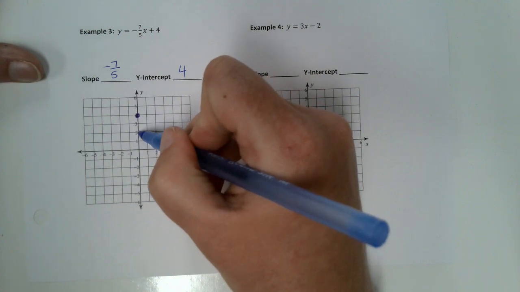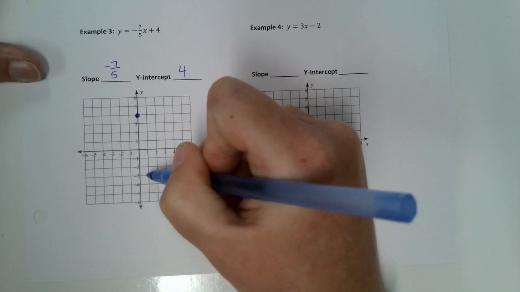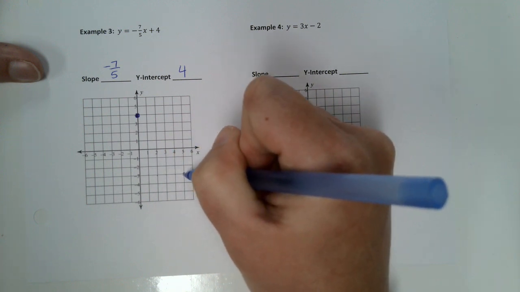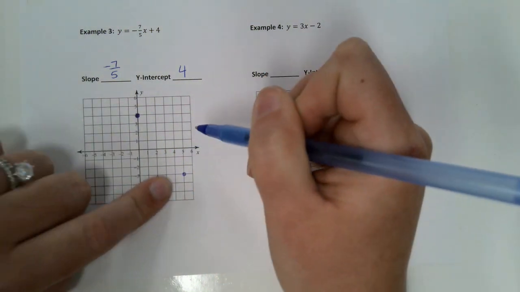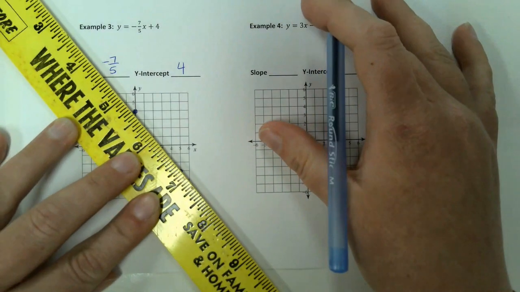1, 2, 3, 4, 5, 6, 7. And then I'm going to run how far? 1, 2, 3, 4, 5. Everybody, I hope you made sure you went down and you ran this way to the right. And this is what your final line should look like when you get finished.